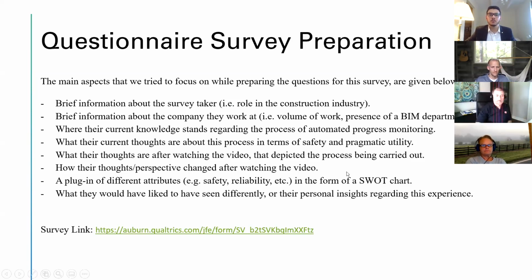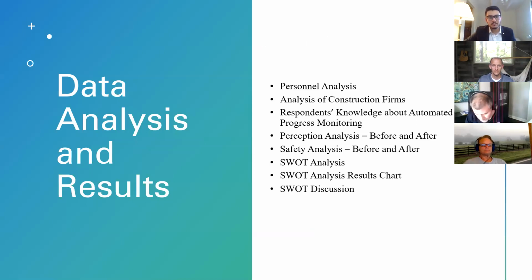And then lastly, we made them do a SWOT analysis in which we gave them different attributes and asked them, do you think safety is a strength, weakness, opportunity, or a threat for the process? We also talked about reliability and different things that I'll mention as we move on. And then lastly, we asked them what they would have liked to see differently in this process or in this research, or just their personal insights about the entire experience. That's kind of what the whole questionnaire had in and of itself. So let's move on to the data analysis and results.